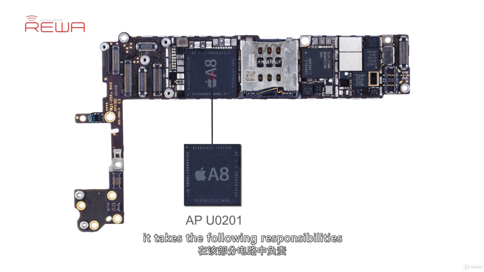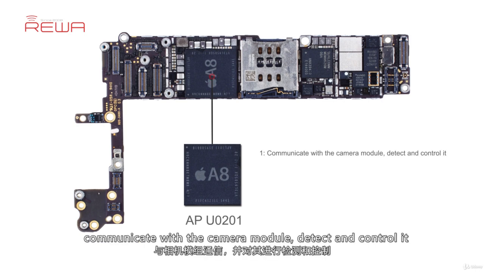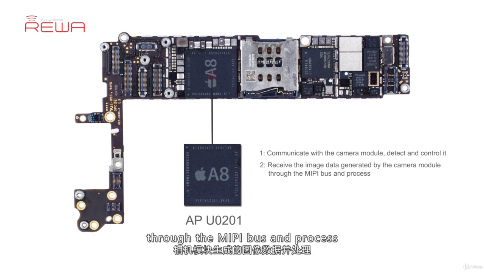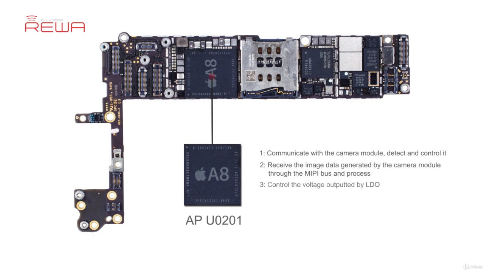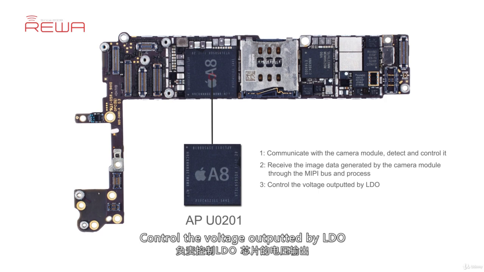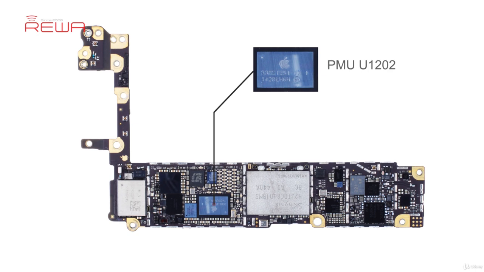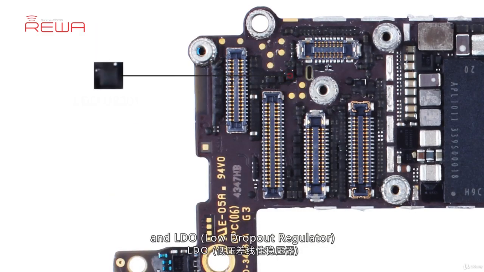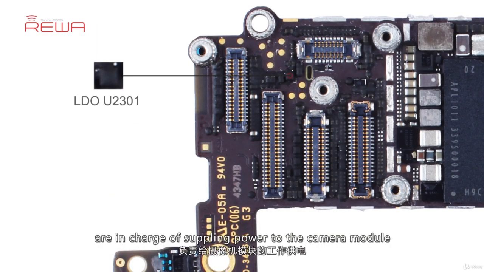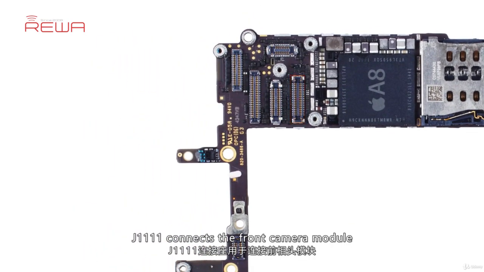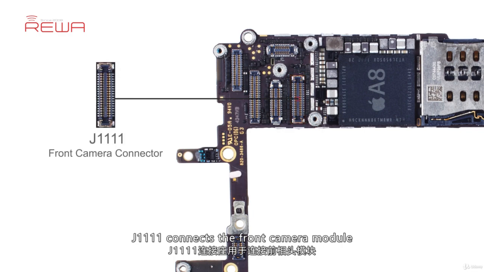It takes the following responsibilities: communicate with the camera module, detect and control it, receive the image data generated by the camera module through the MIPI bus and process it, and control the voltage output by the LDO. PMU, power management unit, and LDO, low dropout regulator, are in charge of supplying power to the camera module. J1111 connects the front camera module.